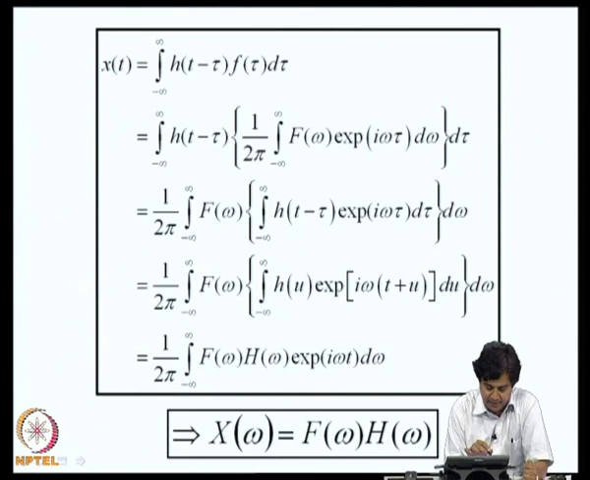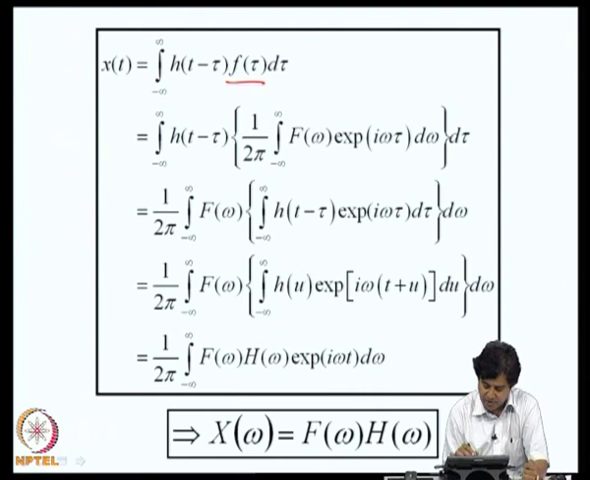So, we will start with that. We have the integral from minus infinity to plus infinity of h of t minus tau, f of tau, d tau. For f of tau, I will write its Fourier transform in terms of F of omega, and we will rearrange this term. I will first integrate with respect to time tau and then with respect to frequency. I will change the order of integration. Now, look at the integral inside the braces.